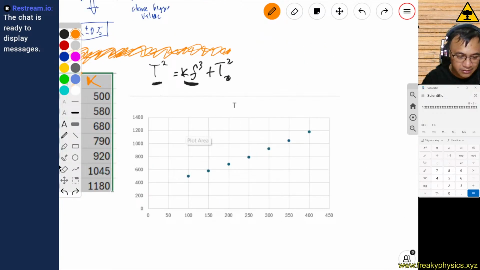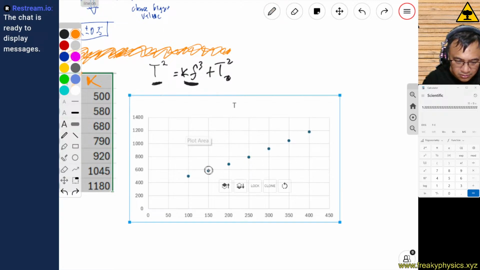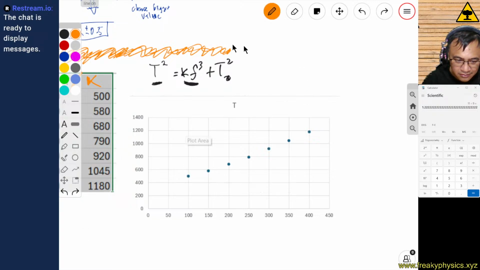Okay. And now I'm just gonna add a line. Where's my line here? Okay. You can probably see that this line is not exactly a line. Not yet, anyway. It kind of curves. Again, if you look at this really carefully, you can see that this kind of curves.